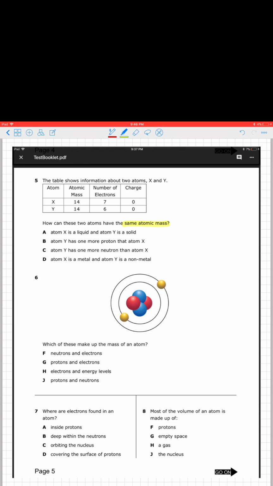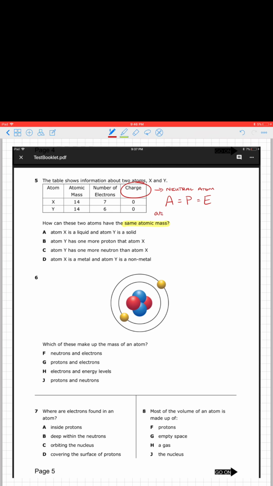And our answer choices are A, atom X is a liquid and atom Y is a solid. B, atom Y has 1 more proton than atom X. C, atom Y has 1 more neutron than atom X. Or D, atom X is a metal and atom Y is a nonmetal. So just by looking at this table, it says that atom X has an atomic mass of 14 and 7 electrons and a charge of 0. So this part right here is important, this charge of 0, because that means that this is a neutral atom. And if it's neutral, just like question number 3, that means that it follows APE.